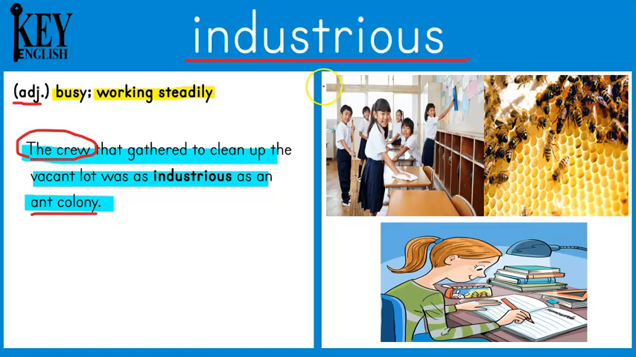Another example could be here in this picture. I could say the industrious students cleaned the classroom quickly. So they worked hard and they kept working until the classroom was clean. Or I could say bees are industrious insects because they work hard to make honey. Just like ants, bees are insects that are always working towards something. Another example would be, she was industrious and finished all her homework before dinner. So anyone that you want to describe as working hard and getting all their work done, you can use this adjective industrious to describe them.